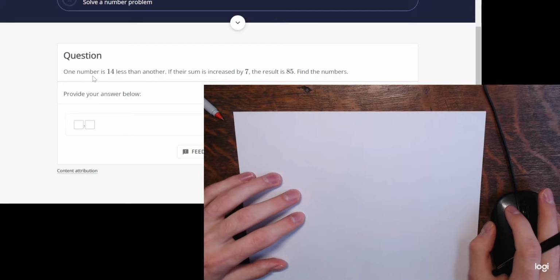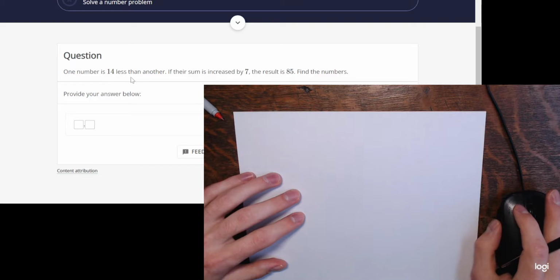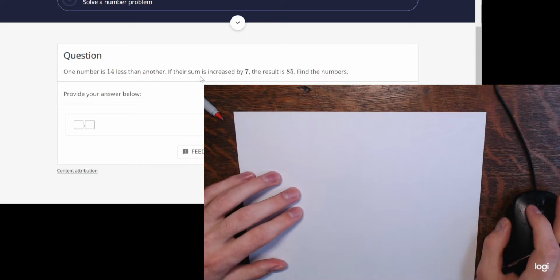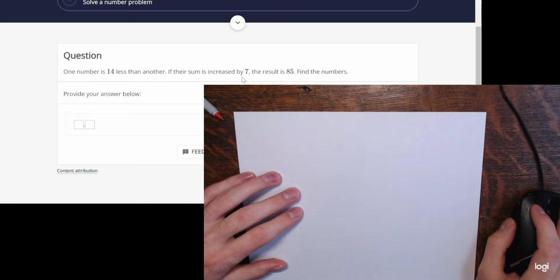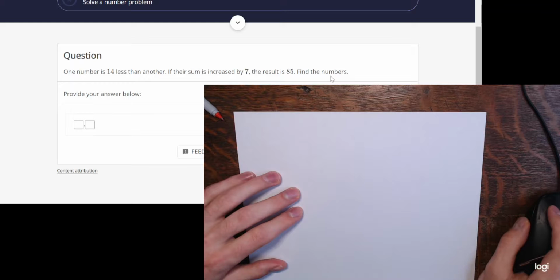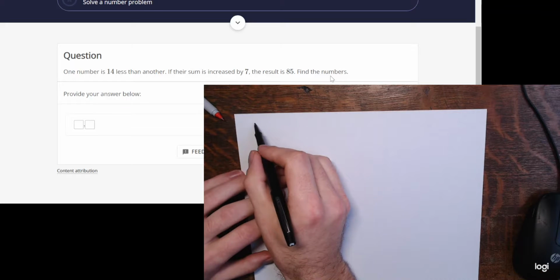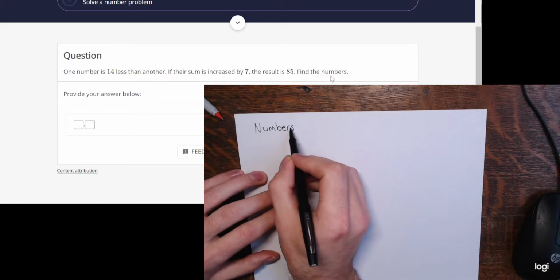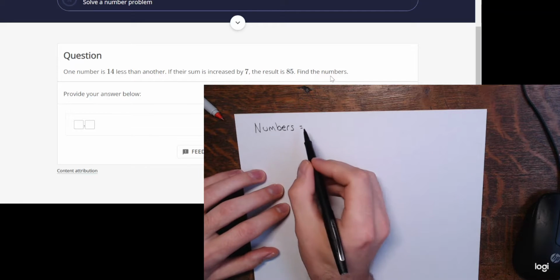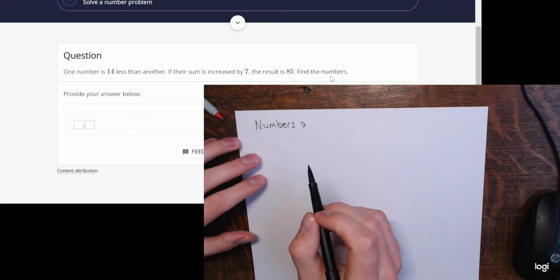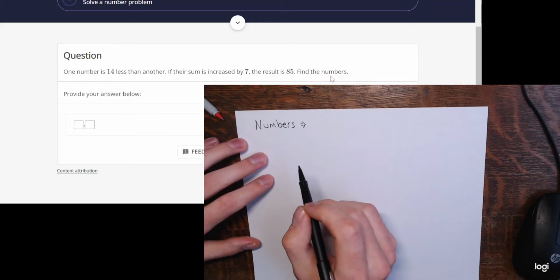Question: one number is 14 less than another. If their sum is increased by 7, the result is 85. Find the numbers. So again, the unknowns here are these numbers. Now, there are two of them. There are two expressions, one number and the other. So maybe the larger number and the smaller number.